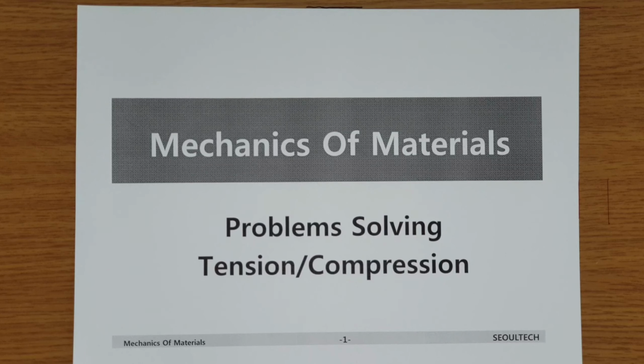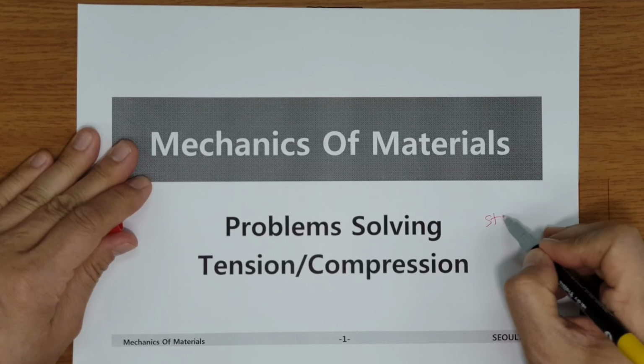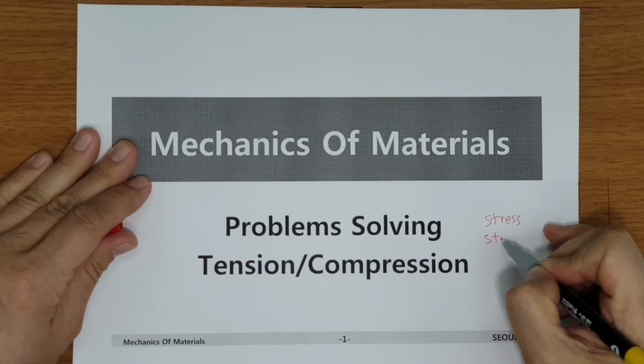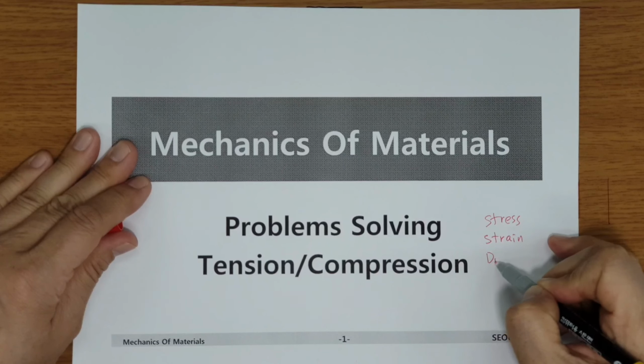When you see those books, maybe it's very difficult to solve systematically. Today is the first class for solving problems, and the topic is tension and compression. Today we will think of tension and compression, but the main target is to find stress and strain and maybe displacement.